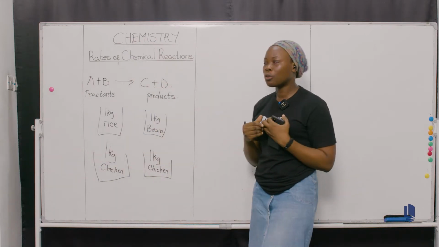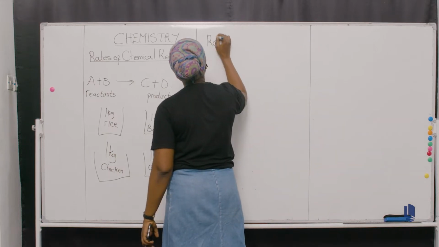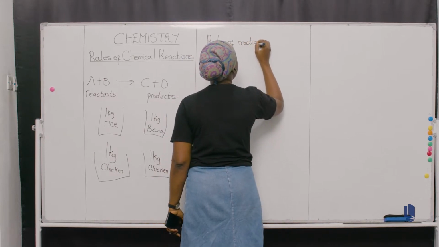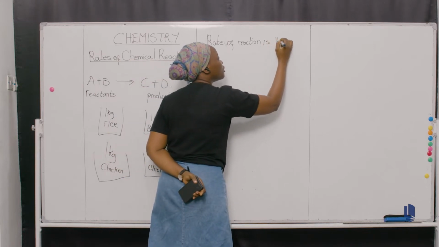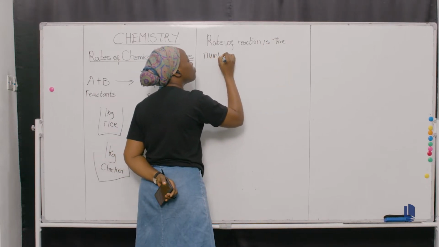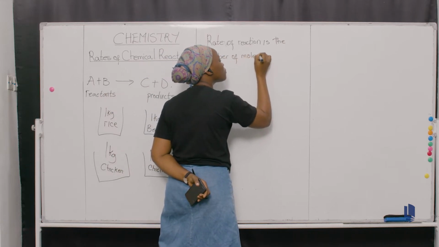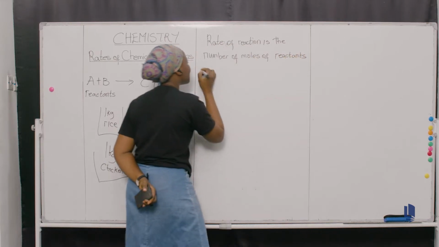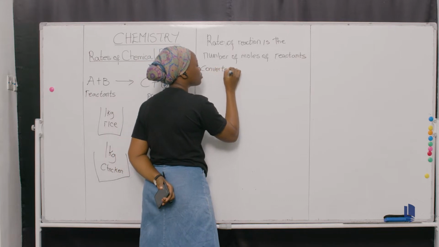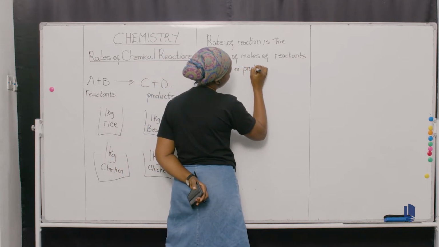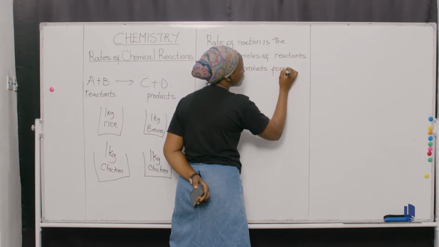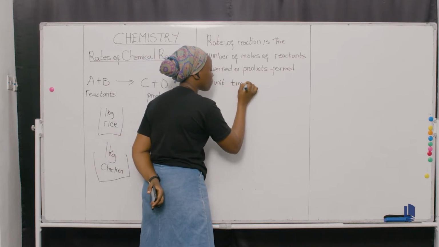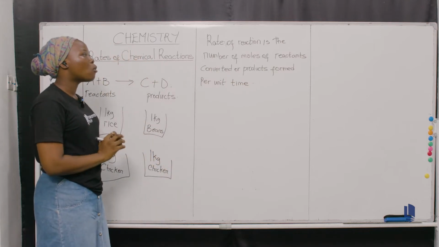Now let's define rate of reaction. Rate of reaction is the number of moles of reactant converted or product formed per unit time. So rate of reaction is the number of moles of reactant converted.